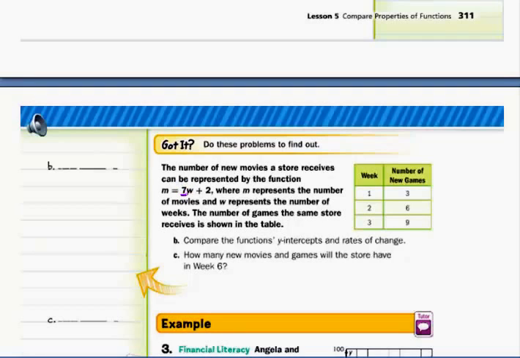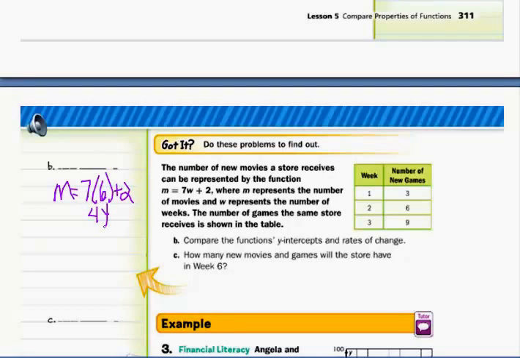And over here, what is the rate of change? Well, for every 1, this goes up 3. So the rate of change is 3 for the games, 7 for the movies. So how many new movies and games will the store have in week 6? In week 6, for movies, you would just substitute in a 6 right there. So movies, 7 times 6 plus 2. So we'll have 42 plus 2, 44 movies.